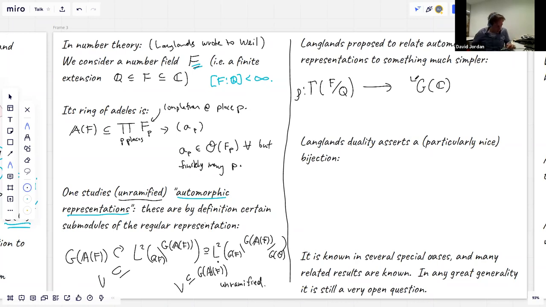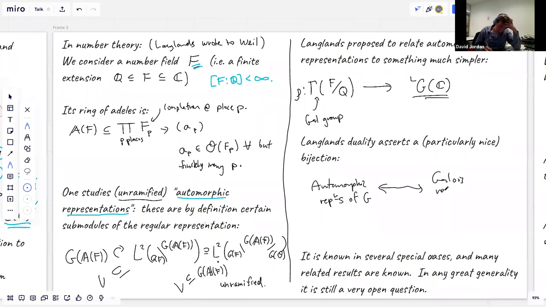So we're looking at certain kind of representations for G valued in this adelic ring. And we're trying to relate those to representations rho of the Galois group into say the complex form of our Langlands dual group. And indeed, he proposed that there should be a duality relating automorphic representations of G to Galois representations of the Langlands dual.